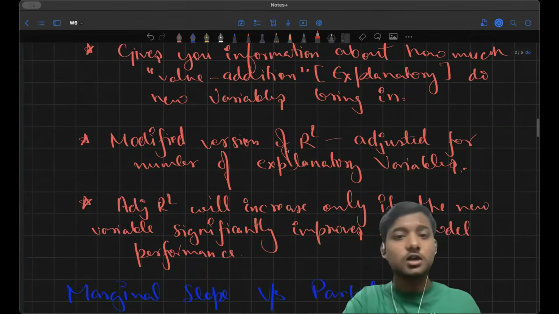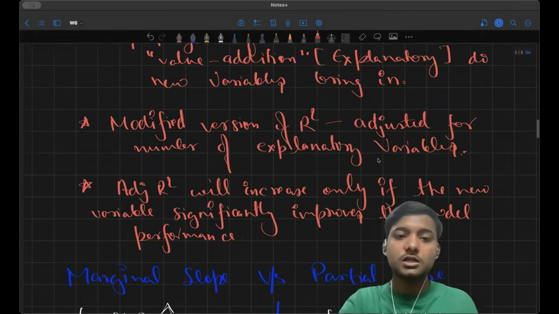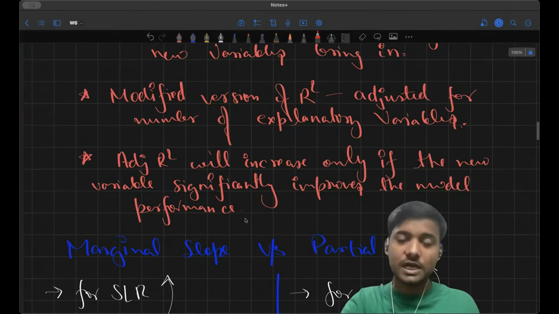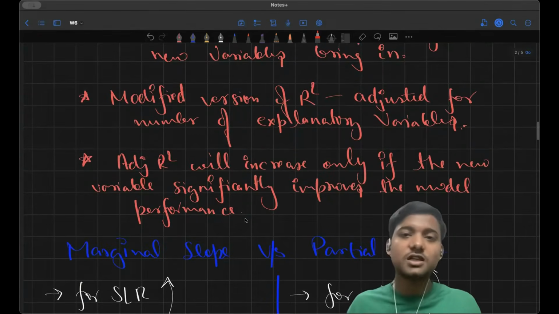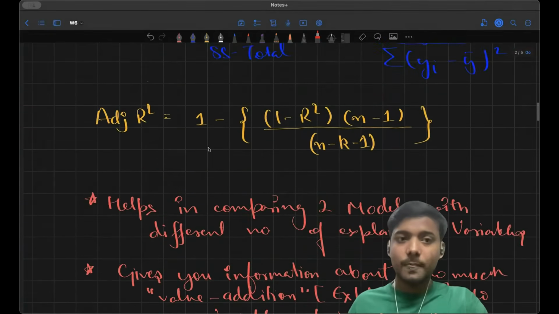And as you can see, this is a modified version of R square, and it is basically adjusted for the number of explanatory variables. Adjusted R square will increase only if the new variable significantly improves the model performance. As I said, if the jump in adjusted R square is very small, that means the variable you have just added is not bringing in any benefit, and we can drop that safely. So I hope this adjusted R square formula and explanation is clear.